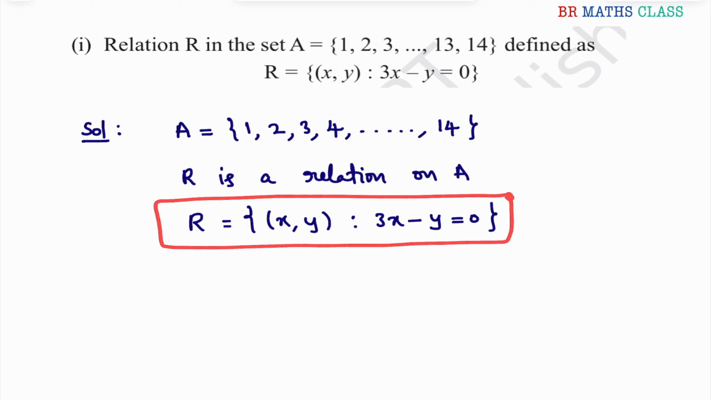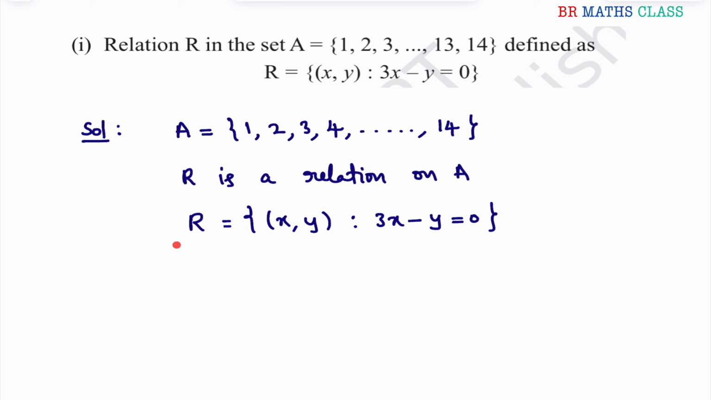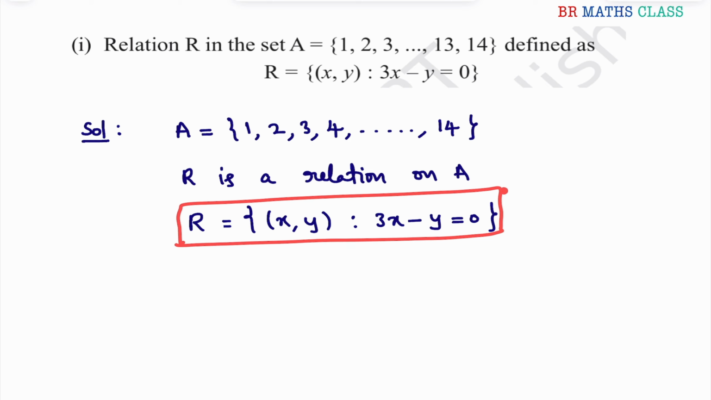Whatever we learned till now in this chapter, in all those examples, the relation is in roster method, like 1 comma 1, 1 comma 2, 2 comma 3, something like that. If the relation is like this, then we can easily check whether the relation is reflexive, symmetric, or transitive, right? But this relation is given in set builder form. Elements are represented with their property. So the point is you need to write this relation in roster method. Then we can easily check whether the relation is reflexive, symmetric, or transitive.